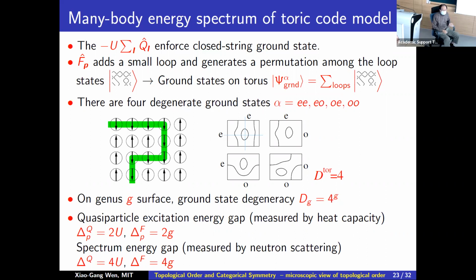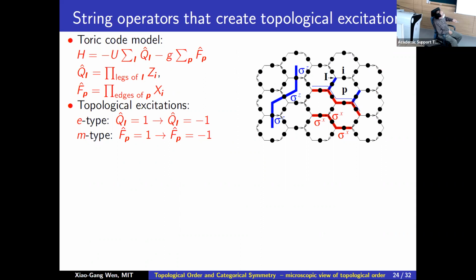So now I'll explain why we can never create a single excitation, single F or Q flip. The reason is that this is the excitation. And the reason is the following.